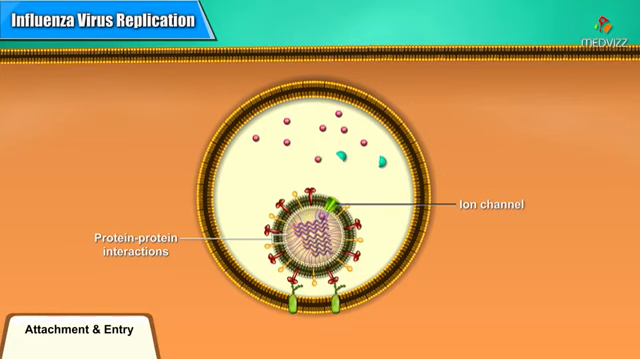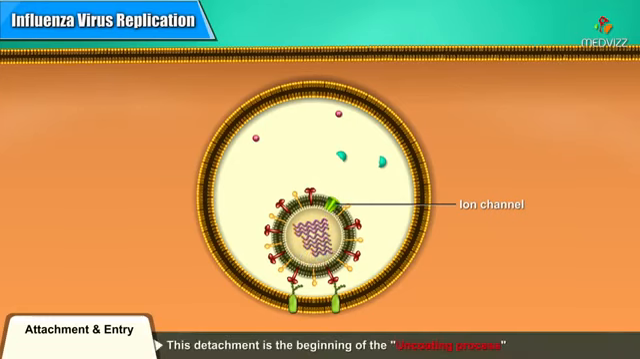The acidity inside the viral particle disrupts protein-protein interactions, causing matrix proteins to detach from proteins covering the viral RNA genome. This detachment is the beginning of the uncoating process. It's interesting to note that one type of anti-influenza drug blocks this ion channel.